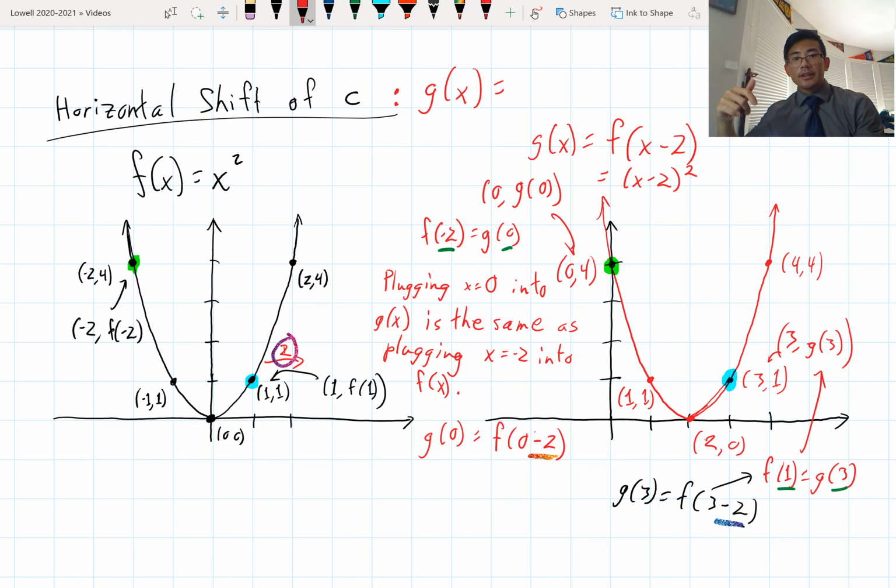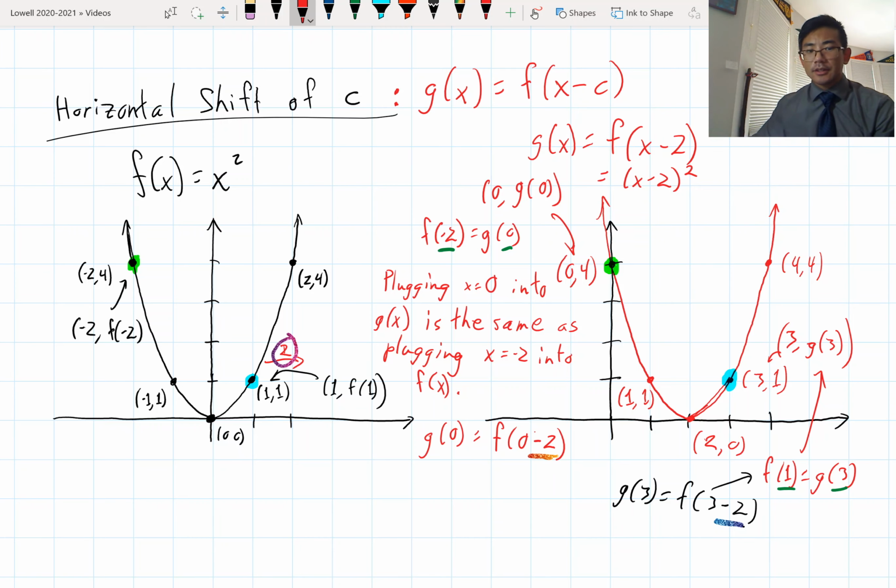And so the idea here is that if I plug an x value into the new function g, it really is just the original function thinking that it's 2 units backwards. And so that result ends up being brought forward, to the right. And so the idea here, if you want to push a graph c units in the positive direction to the right, you're just going to replace f of x with f of x minus c.